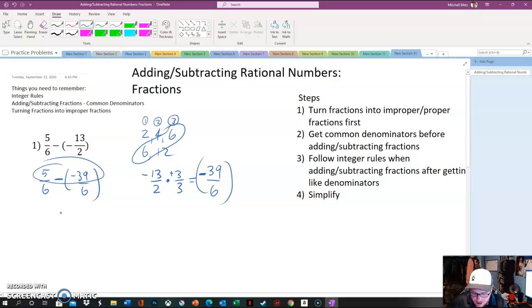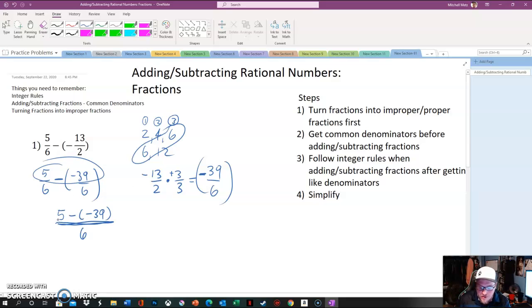I'm going to write 5 minus negative 39. I am giving that 39 the negative, and I can do that. So the negative can go with the 39. I don't have to give it to the 6. Now, because I'm adding fractions, I'm going to keep the denominator the same. So now it looks a lot simpler.